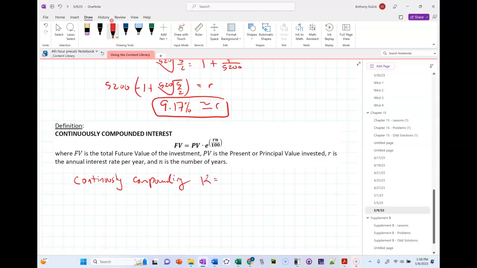So if we're compounding continuously, what should the K have been? Let's see how we go from the compound interest formula to this formula. What does compounding continuously mean? Stop talking, please. How many times per year is interest compounding if it's compounding continuously?